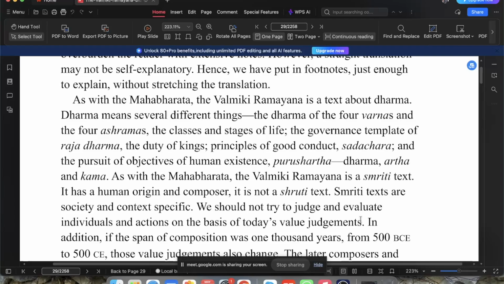As with the Mahabharata, the Valmiki Ramayana is a Smriti text. It has a human origin and composer. It is not a Shruti text. Right? So, Shruti, Smriti, right? There are two of those.